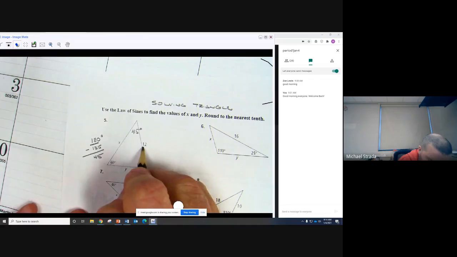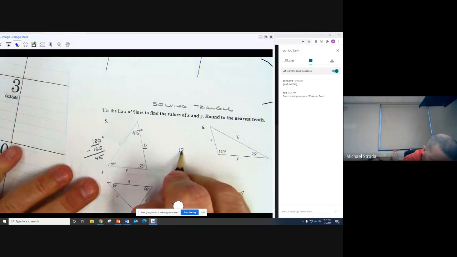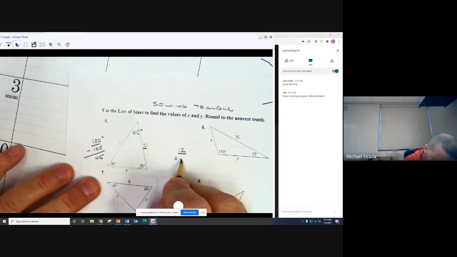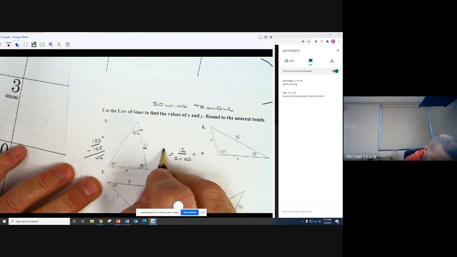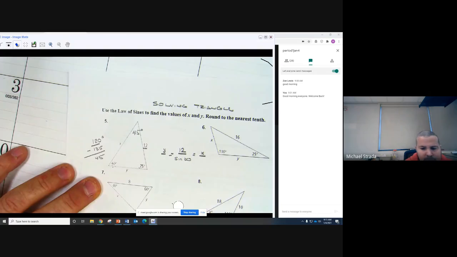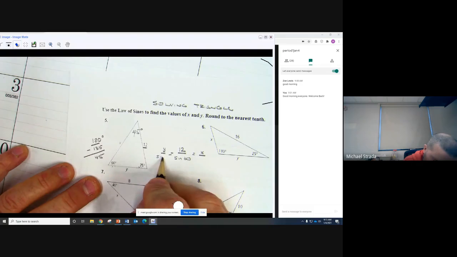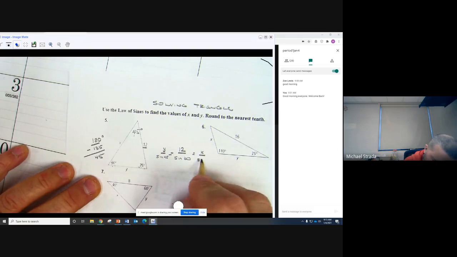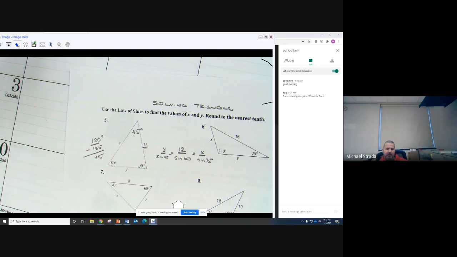Now, this is the one side they give me, which is 12. I'm going to put that one in the middle. So that's 12 over the sine of the opposite angle, which is sine 60. And then I'm going to put x and y on opposite sides. Y is opposite the 45 degrees, so I'm going to go sine 45. X is opposite the 75 degrees, so I would put sine 75. Everybody understand all that?